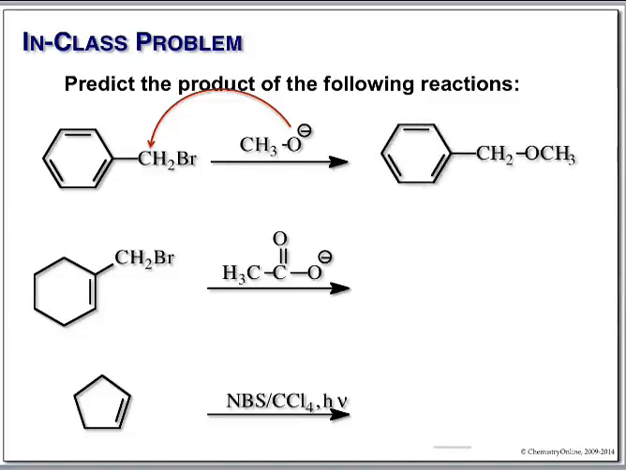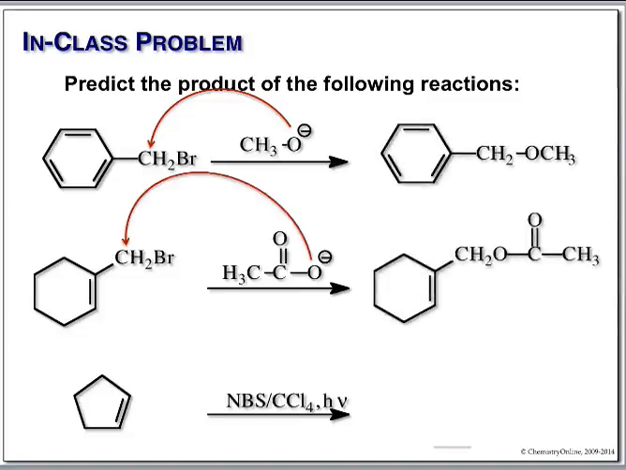Next one is the same thing, just a different nucleophile. This oxyanion will attack. This is our electrophilic carbon. That's the leaving group. Bromine leaves, and we wind up with the carboxylate ester, the O- bonded to our electrophilic carbon.